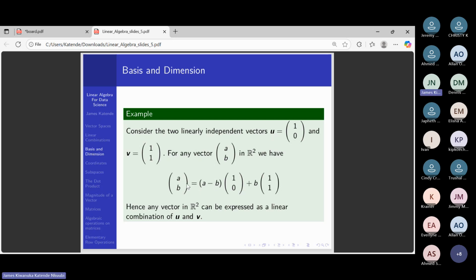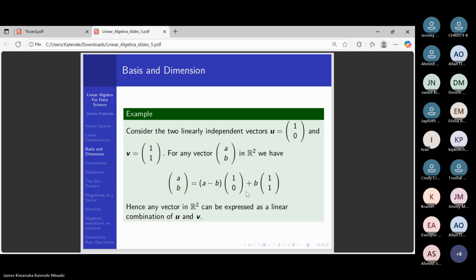It can be shown that any vector (A, B) in R2 can be written as a linear combination of (1, 0) and (1, 1), where the coefficients are as follows. For (1, 0), the coefficient is A minus B. And for (1, 1), the coefficient is B. This is something you can solve and confirm. So this means that given any vector in R2, you can express the vector as a linear combination of these 2 vectors, (1, 0) and (1, 1). And therefore, this set of vectors, U and V, spans R2.